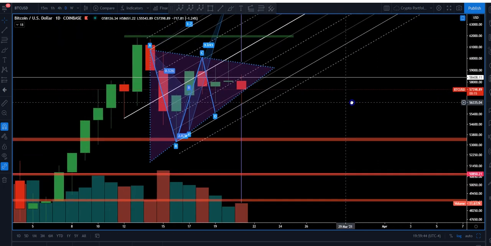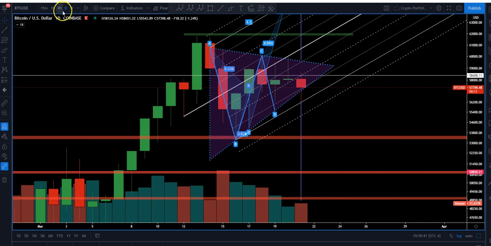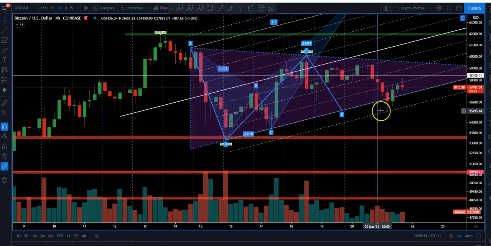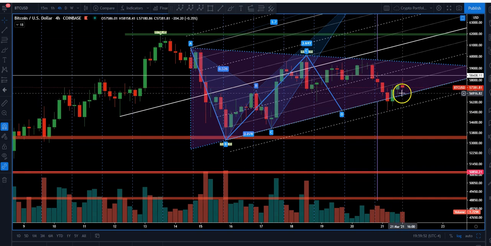Yeah, so on the daily, you're still within the triangle pattern. When you drop down to the 4 hour, you could kind of see that it kind of faked out.